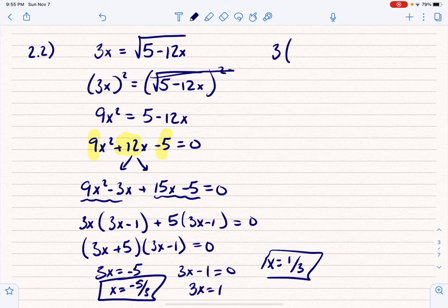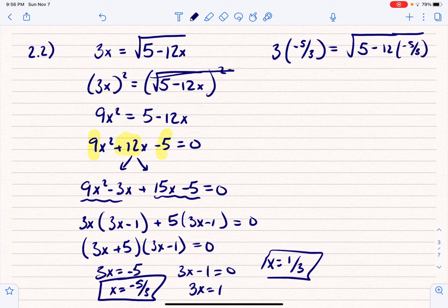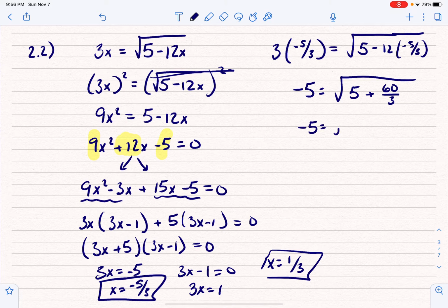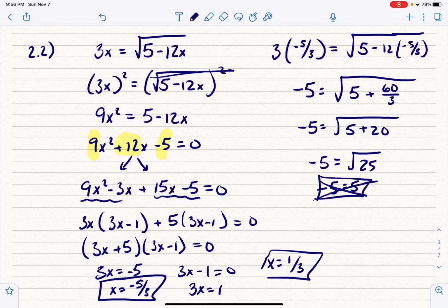Okay, so 3 times -5/3 is equal to 5 minus 12 times -5/3. So let's see how this works out. 3 times -5/3 is just going to be -5, is equal to -12 times -5, which is positive 60. So this is going to say 5 plus 60/3. And 60/3 is 20. So this is 5 plus 20, which would then be, whoops, forgot an equal sign, equals square root of 25. So this just says -5 is equal to 5, and that's not good. Okay, we're not good with that.